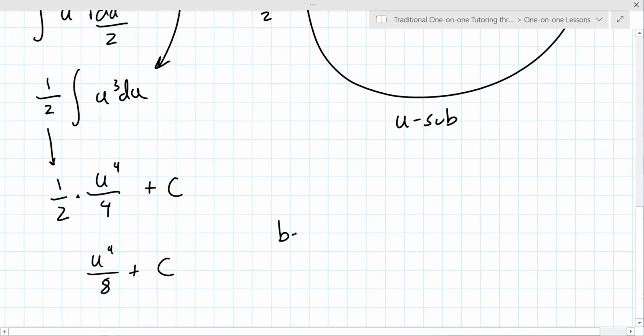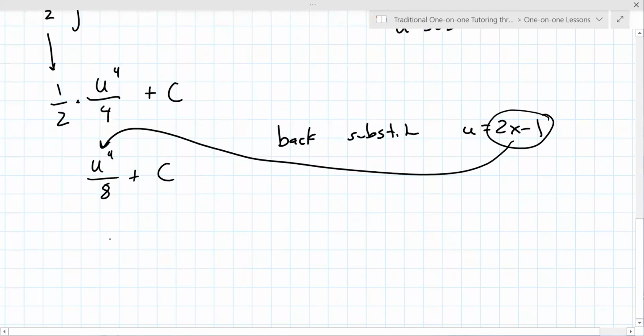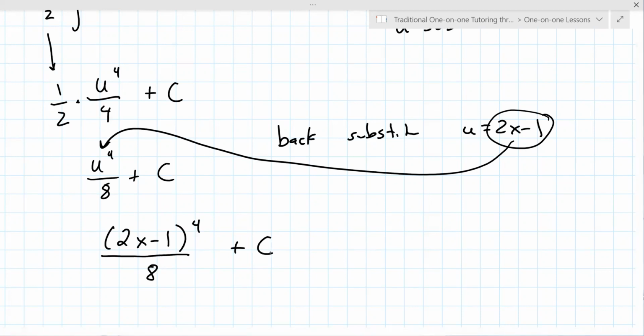And then you have to back substitute your u. Your u was 2x minus 1. So you have to take 2x minus 1 and put it back in for u. So this becomes (2x minus 1) to the 4th all over 8 plus c. Okay. You ready for another one?